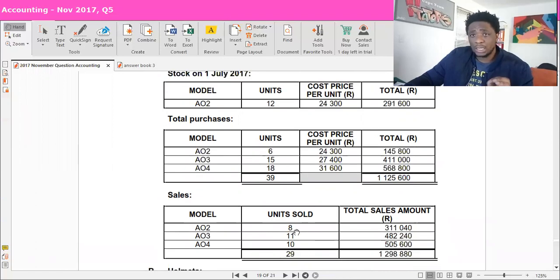Okay, so we're going to calculate by looking at each model and applying the cost of each model. So we're going to start with AO2. For AO2, there's 12 units at the beginning, and then an extra 6 was bought, and then 8 was sold. So that would be 12 plus 6, and then you say minus 8 because that 8 was sold, and then you'd get 10 units. And then that 10 units will be at the cost of 24,300 because that's the cost of the AO2.